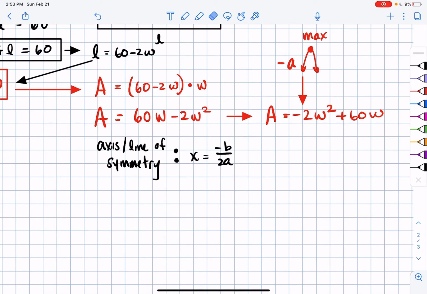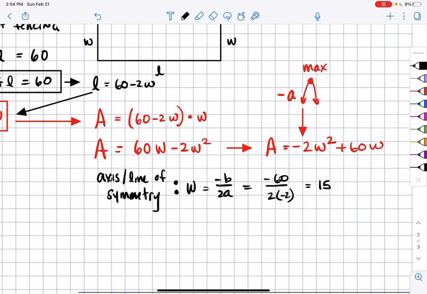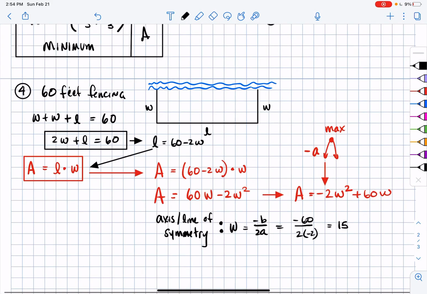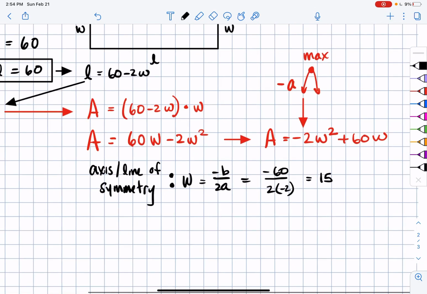In this case, it's not x anymore, it's actually W, okay? Because in this equation, I have W's, and typically on the other problems I would have x's, that's why it'll be x. So this is W because I have W's in there. So that's going to equal negative 60 over 2 times negative 2, which is going to equal a positive 15. Okay, check this out. So my W is 15.